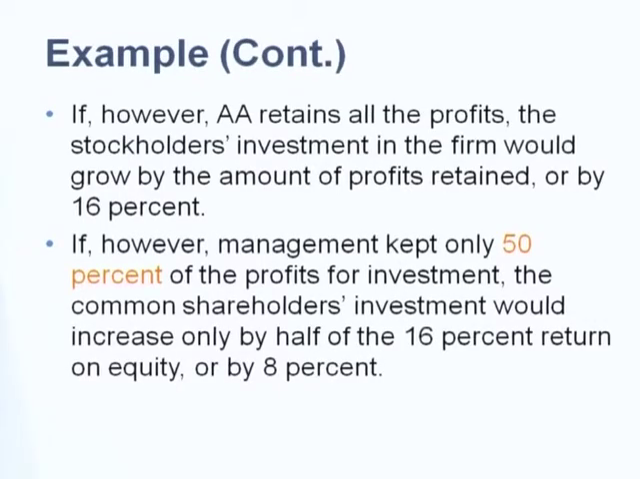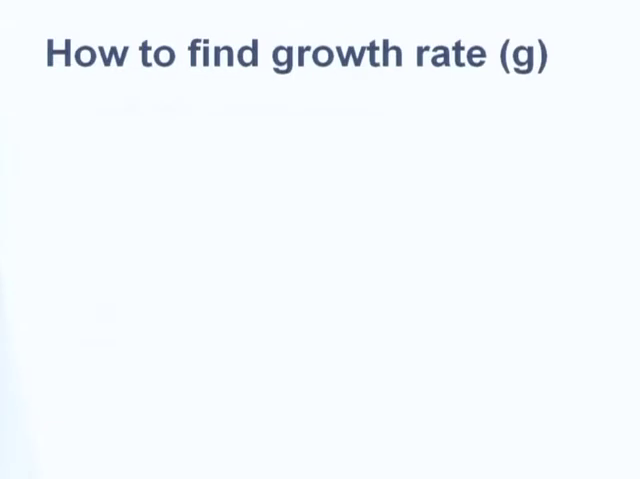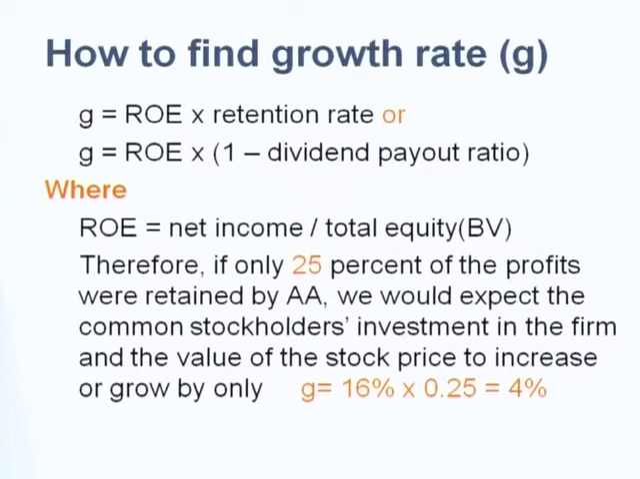However, suppose AA retains all the profit. The stockholders' investment in the firm would grow by the amount of profit retained, or 16%, which is equal to ROE. However, if management keeps only 50% of the profit, the growth should be only half of 16%, or 8%. So you have the formula. G, the growth rate of dividend, equals ROE multiplied by the retention rate. Retention rate equals 1 minus the dividend payout ratio. How many percent you keep and how many percent you pay as dividend. So the retention rate equals 1 minus the dividend payout ratio.